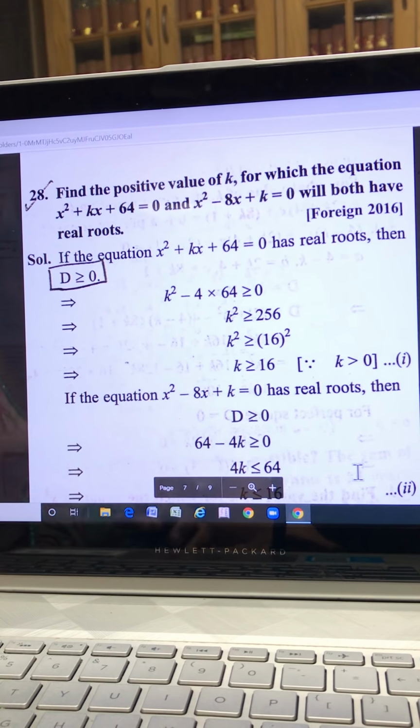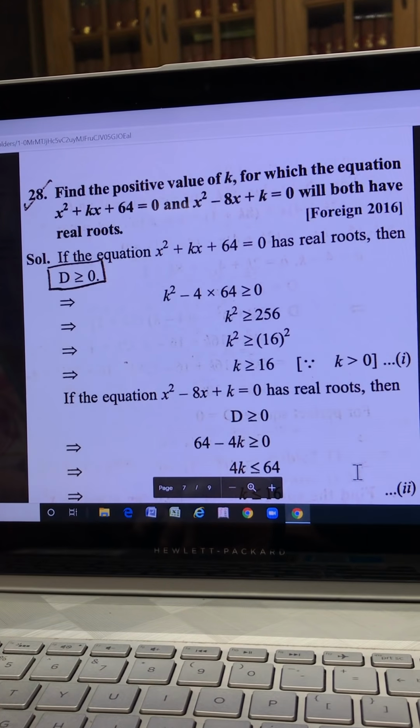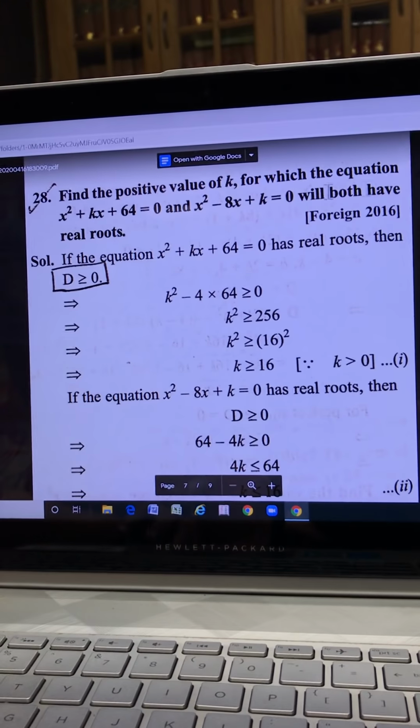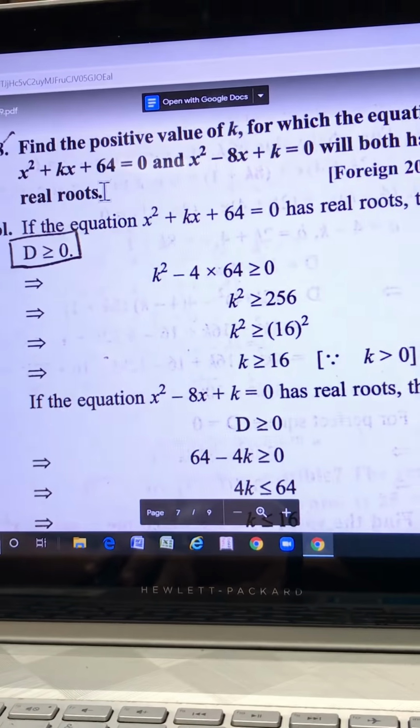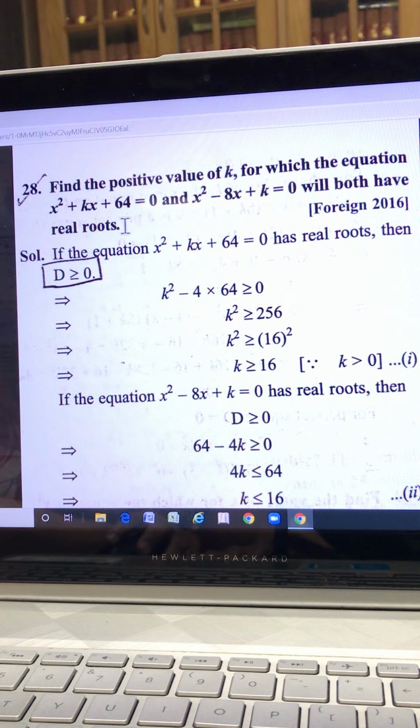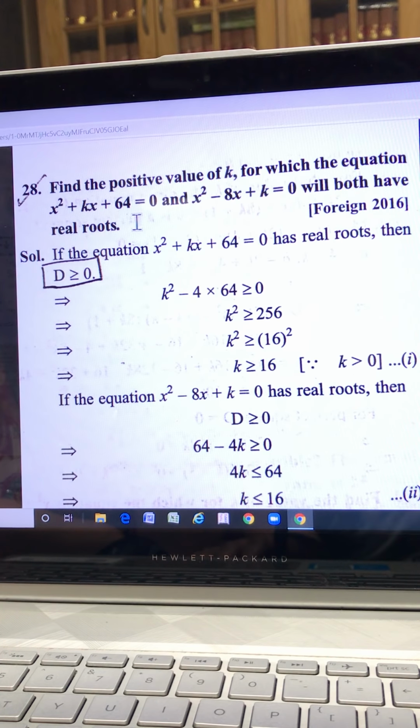Find the positive value of k, for which the equations given will have both real roots. Now they are not telling you the roots to be distinct, or real and distinct, or real and equal. They are only giving you the condition that the roots should be real. When they say that roots are real, the condition is that the discriminant should be greater than or equal to 0. This is the condition for real roots.